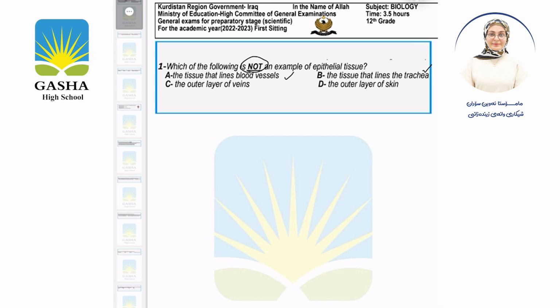If you remember the structure of veins, how is it? It's composed of 3 layers: first layer, second layer, and third layer. The most outer one is what? It is connective tissue actually. Okay, so is this a true answer? No, it's not. So the outer layer of veins is not composed of epithelial tissue.